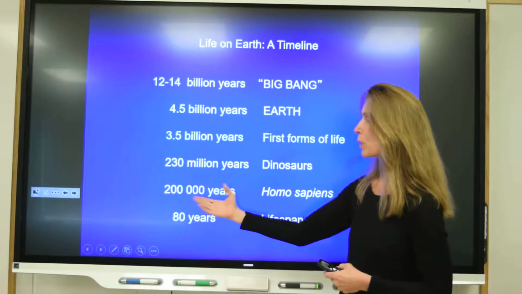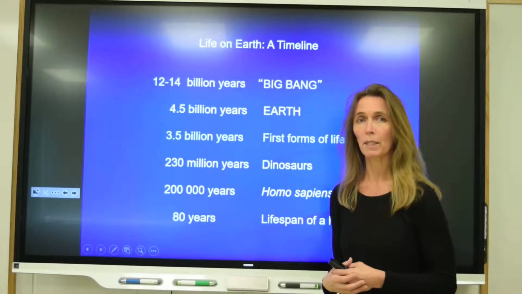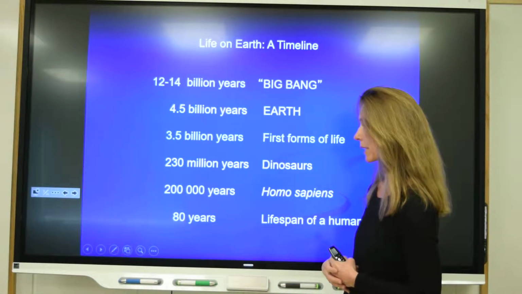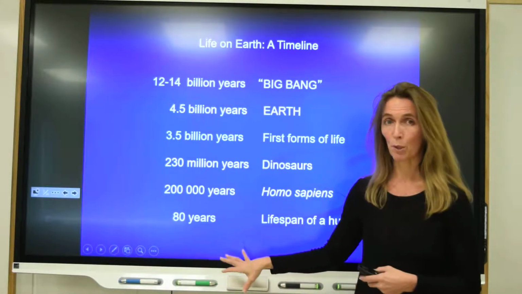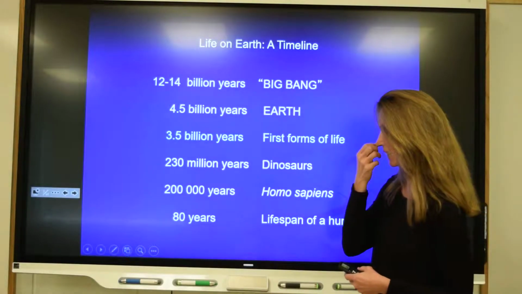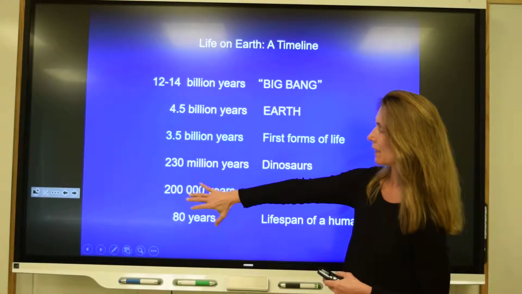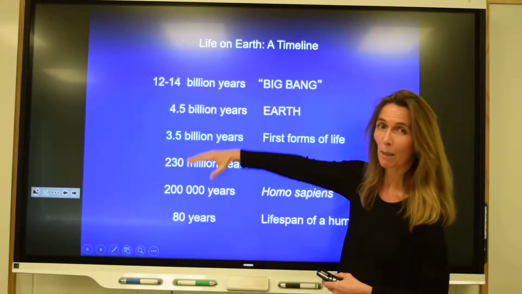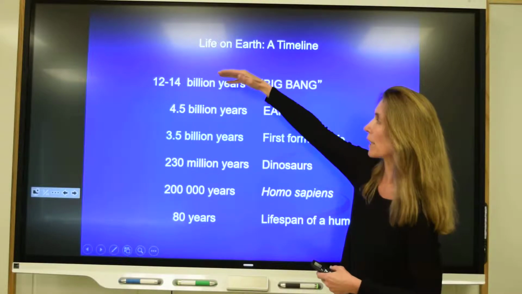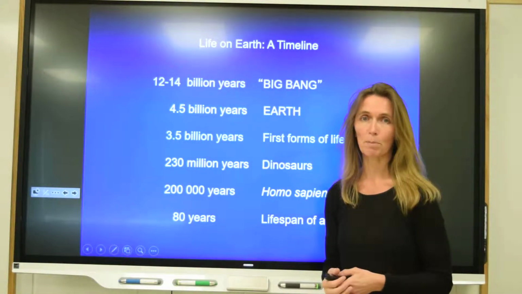And then about 200,000 years ago is when Homo sapiens was first recorded due to fossils on this planet. And just to put everything in perspective, the average lifetime of a human is about 80 years. So you can see, from the timeline, we just appeared on planet Earth, if you look at the broad timeline of the existence of this planet.